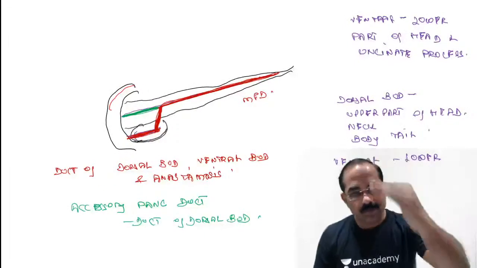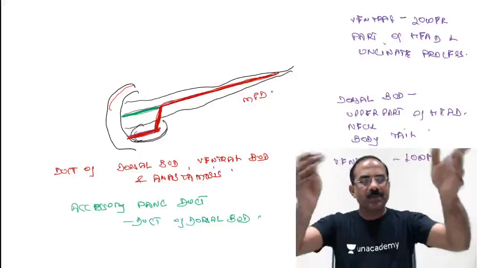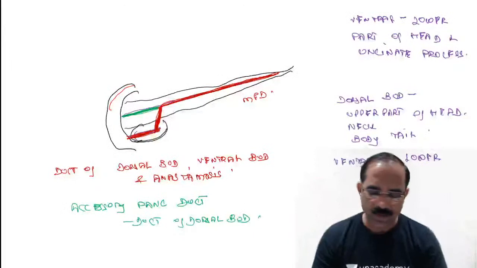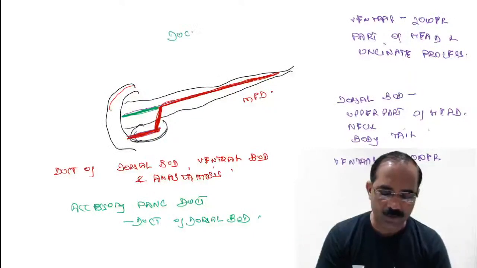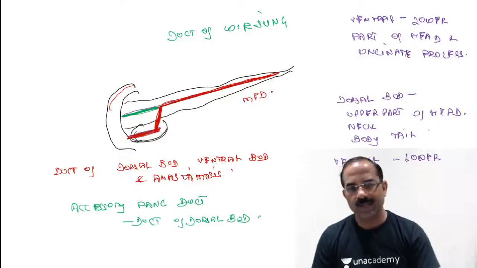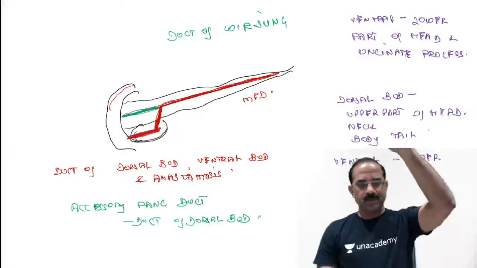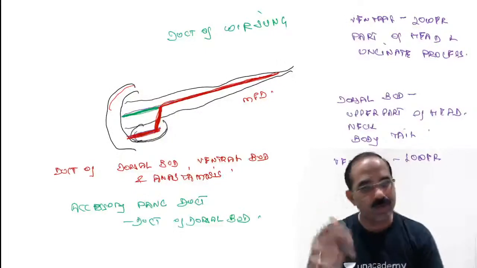What is the main pancreatic duct known as? Students, can you answer this? The main pancreatic duct is known as the duct of Wirsung, and where does it open? At the major duodenal papillae. Major duodenal papillae. And where is the accessory?